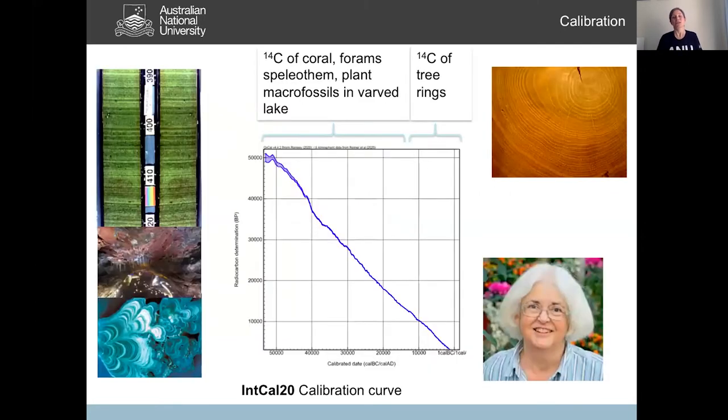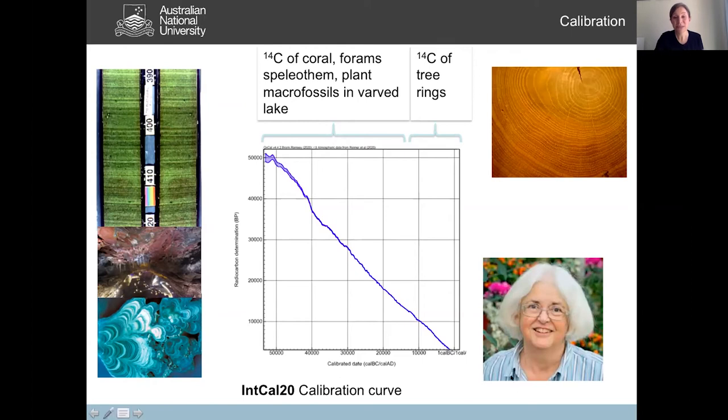So to get around this, we have a calibration curve, and about a week and a half ago, the most recent calibration curve was published. This is IntCal20. And I have put a picture of Paula Reimer here, because I don't want to give the impression that radiocarbon is dominated by black and white men. Paula Reimer has led the working group which develops these internationally accepted calibration curves for the last 20 years now.